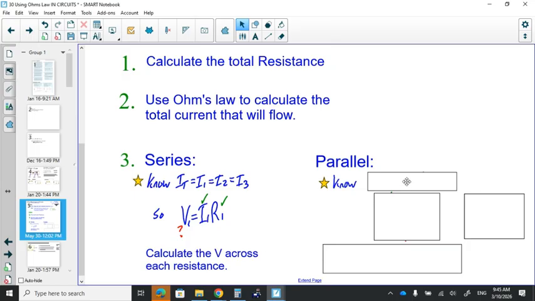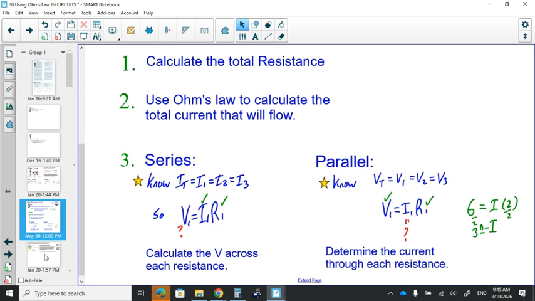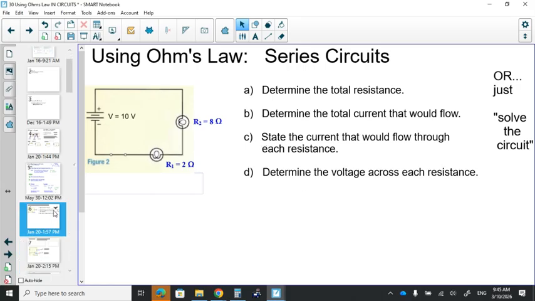In a parallel circuit, you would instead know that the voltage across each load in parallel is the total voltage. So you have the resistance value and you have the voltage, and you'd solve for the current instead. Do that for each load in parallel, and you've got all of the information for that circuit. So this is the basic starting type. If you determine the total resistance, you determine the current that will flow, and then you state the current that flows through each, because that's just something to recognize. So part C is put in there as a helper for you. And then you determine the voltage.